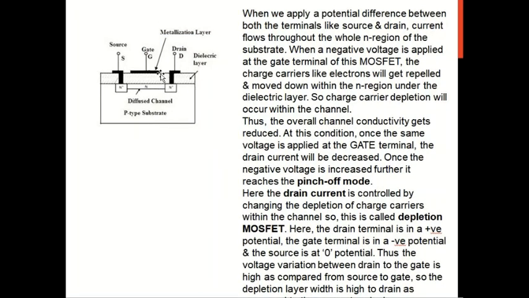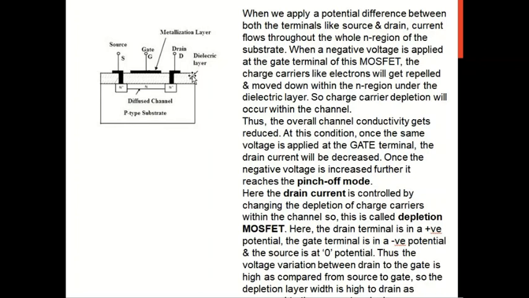Let us see the substrate here. When we apply a small potential difference between the terminals, source and drain, current flows through the N region of the substrate. When a negative voltage is applied at the gate terminal of the MOSFET, the charge carriers, electrons, will be repelled and moved down within the N region under the dielectric layer. So the charge carrier depletion will occur within the channel. Overall, the channel conductivity gets reduced. At this condition, once the same voltage is applied at the gate terminal, the drain current will also decrease.